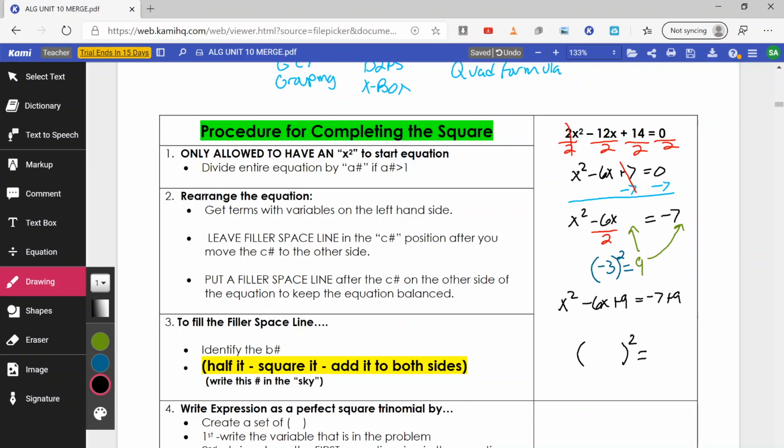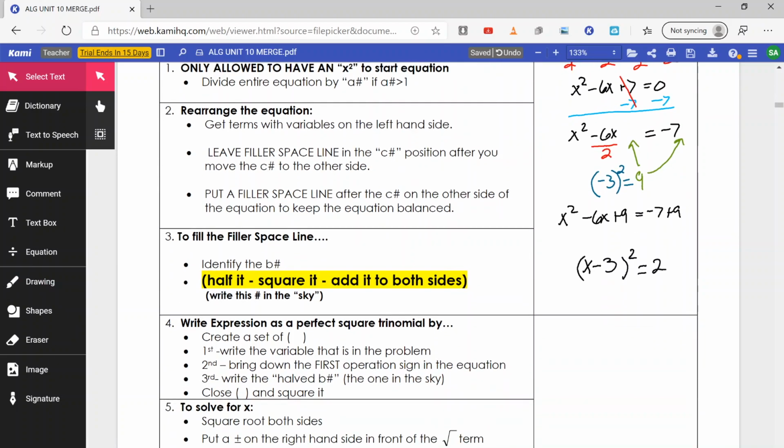Well, it's going to be the letter in our problem. In this case, it's x. The symbol will be whatever's on our middle term, minus, and then it's actually going to be what we found when we cut in half. So x, and when we cut -6 in half by 2, we get -3. So we have x minus 3 squared equals, and then -7 plus 9 gives me 2. So here we have x minus 3 squared equals 2.